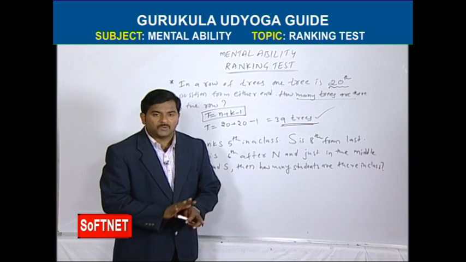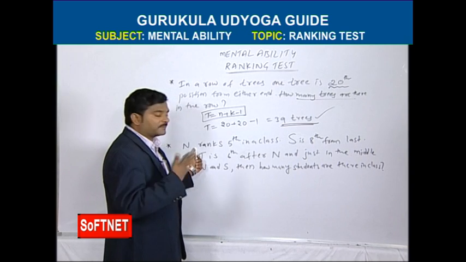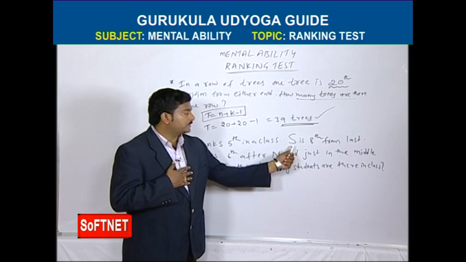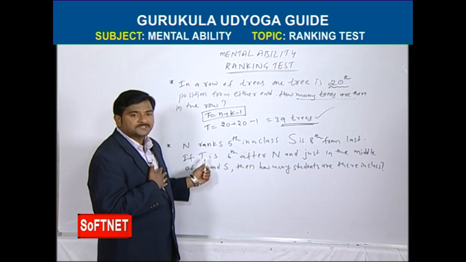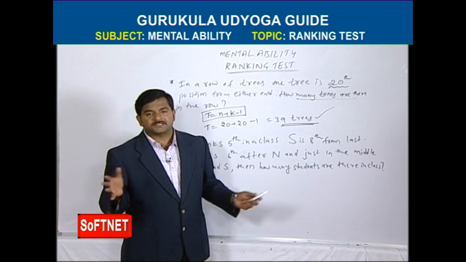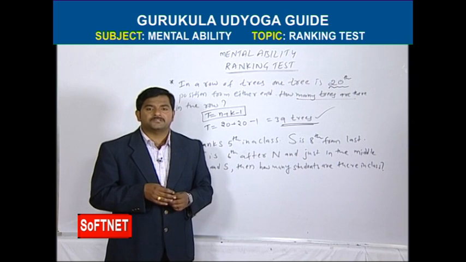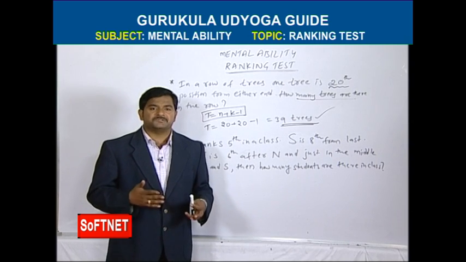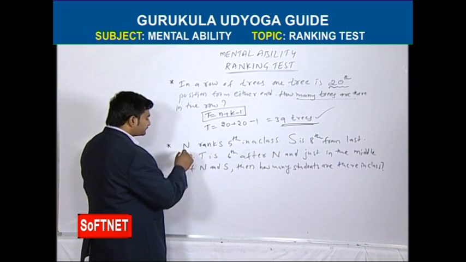I don't know anyone's position from either end. Do we know the position of N from both sides? No. Do we know the position of S from both sides? No. Do we know the position of T from both sides? No. Since I don't know the position of any object from either side, I cannot use the formula T is equal to N plus K minus 1. So without using the formula, let us start by doing it in general.